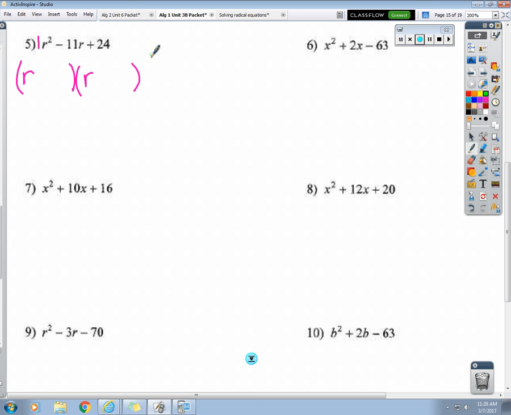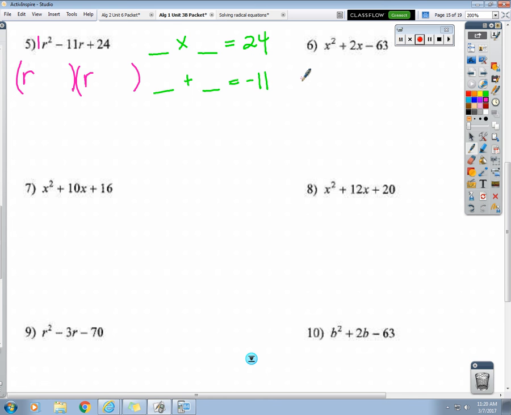This time we're looking for two numbers that multiply to give you 24. You always multiply to get your constant value, the number without a variable. And they have to add to give you the negative 11. You need to focus first on the numbers and not the signs.